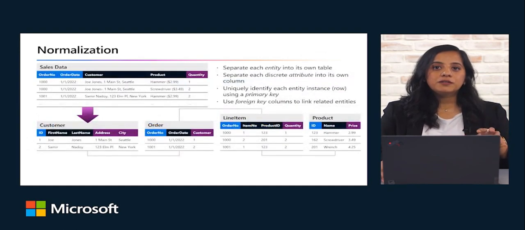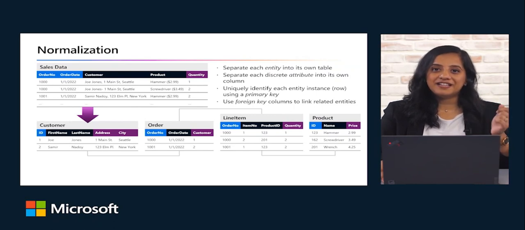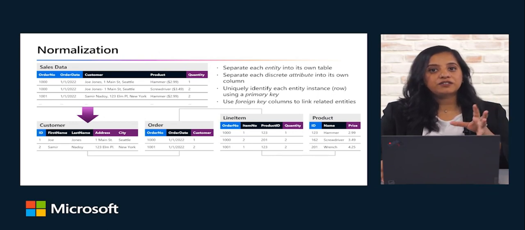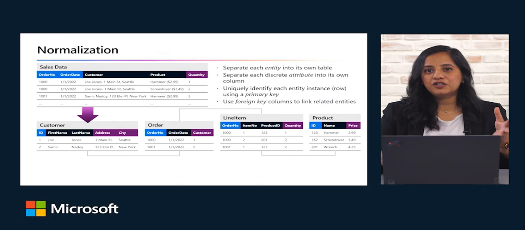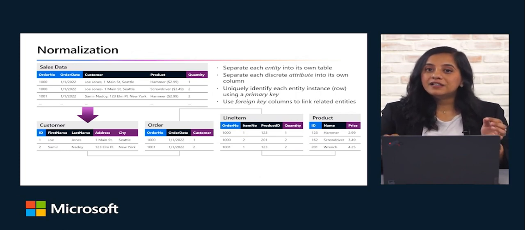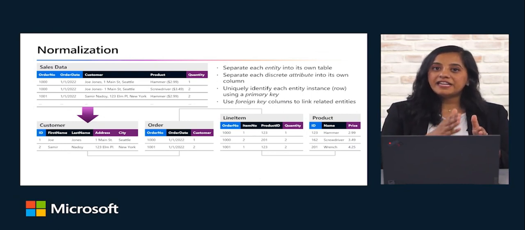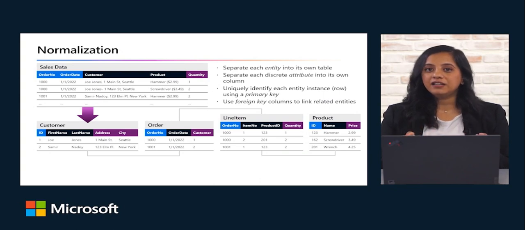This is a common term used by database professionals for a schema design process that minimizes data duplication and enforces data integrity. While there are many complex rules that define the process of refactoring to levels of normalization, a simple definition would be: you should separate each entity into its own table. You should separate each discrete attribute into its own column. Uniquely identify each instance using a primary key. We should use foreign key columns to link related entities.